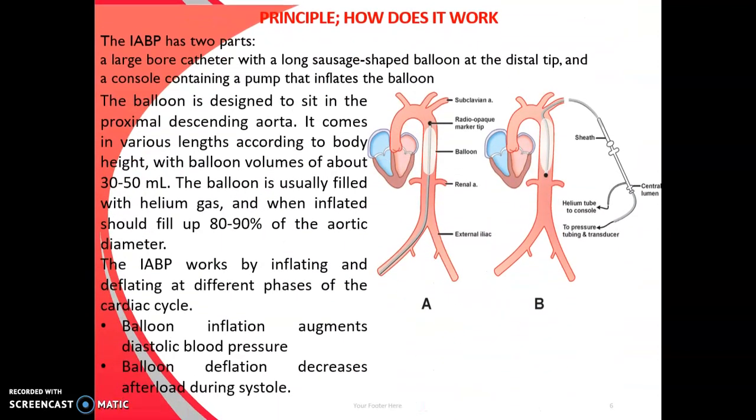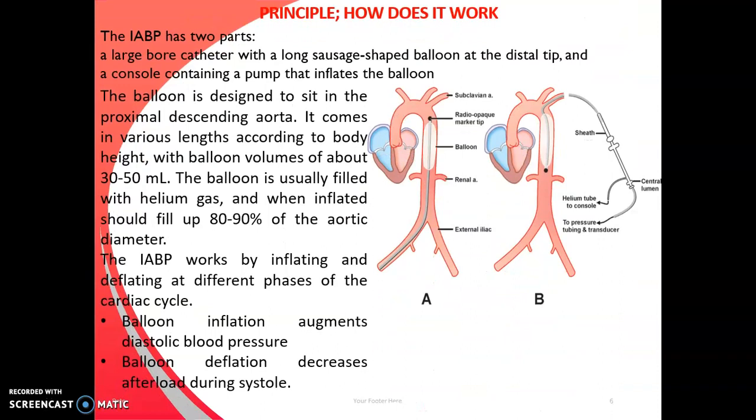The IABP has two parts. 1. A large bore catheter with a long sausage-shaped balloon at the distal tip. 2. A console containing a pump that inflates the balloon. The balloon is designed to sit in the proximal descending aorta. It comes in various lengths according to body height, with balloon volumes of about 30 to 50 ml. The balloon is usually filled with helium gas, and when inflated should fill up 80 to 90% of the aortic diameter. The IABP works by inflating and deflating at different phases of the cardiac cycle.